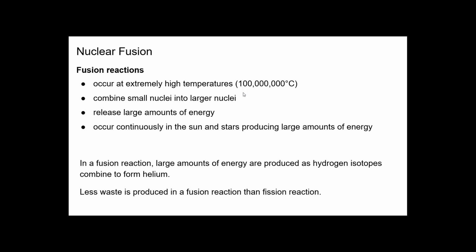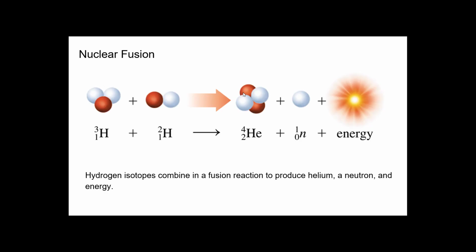And let's look at an example here. An example of this reaction is hydrogen isotopes combining to form helium and a neutron and producing energy. This energy may not look like much, but it's huge amounts of energy. That's how we are able to live. So you see the hydrogen isotopes come together to form helium. You have 1 neutron and then the energy.